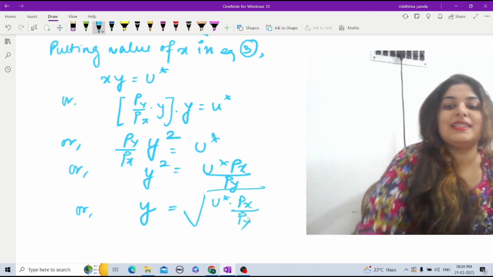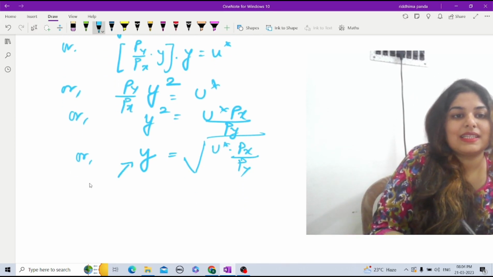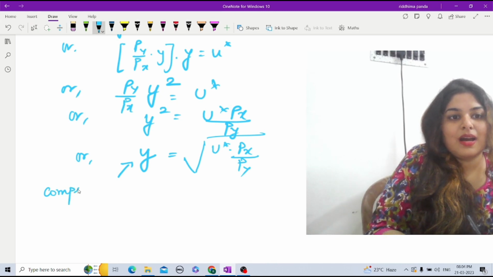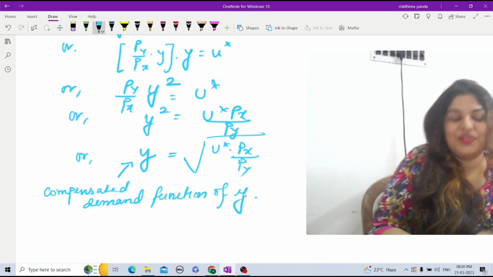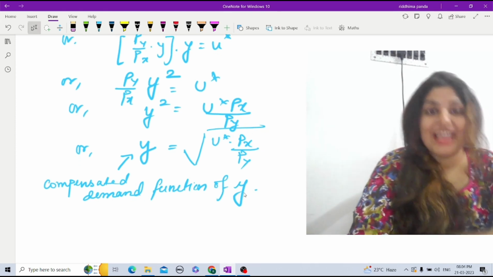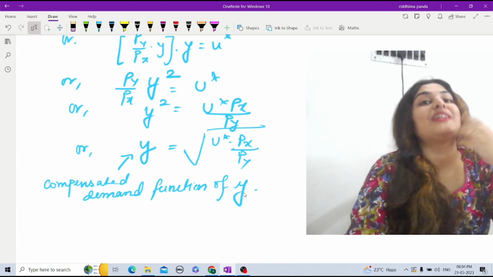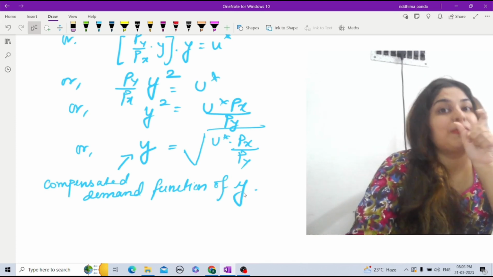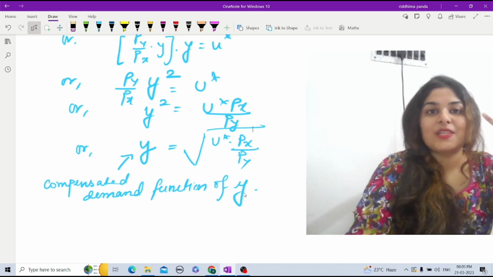Now what is this? This is our compensated demand function of y that we have got. In the same way, we are going to find the demand function of x, and after we have got the x and y functions with respect to price and utility, we will substitute them in the expenditure constraint, that is the budget constraint, and hence find our expenditure function.